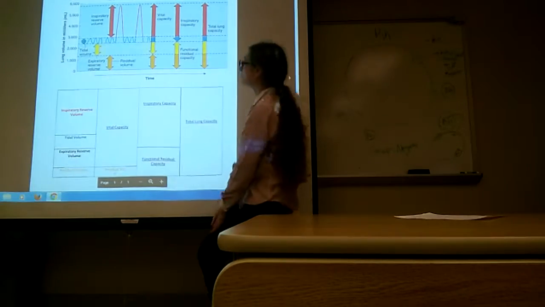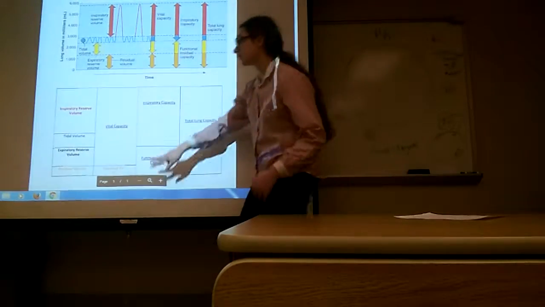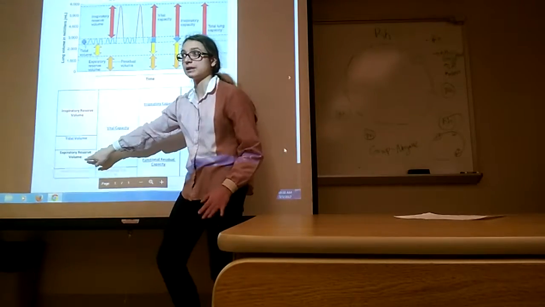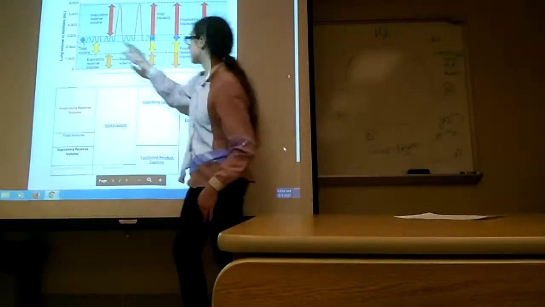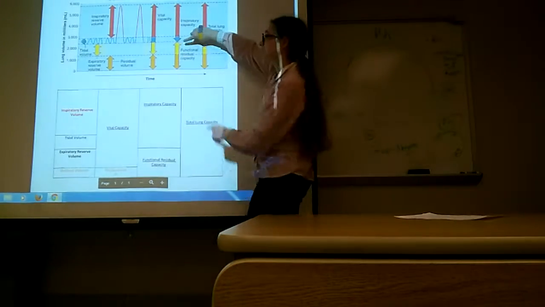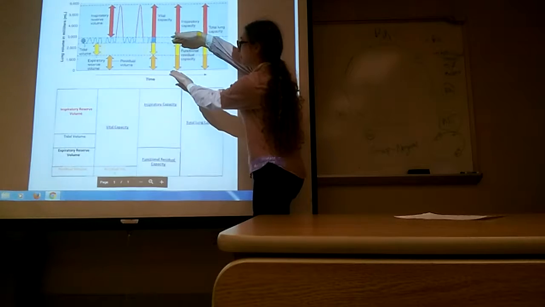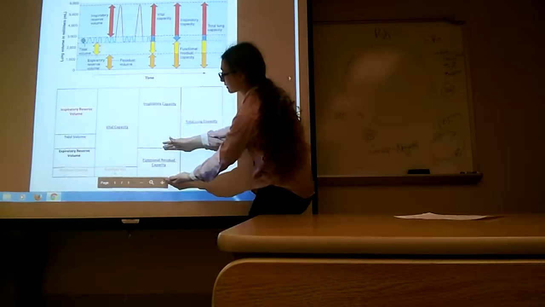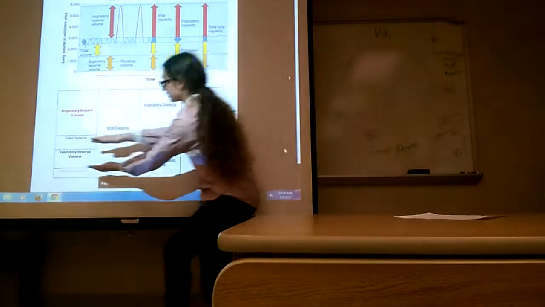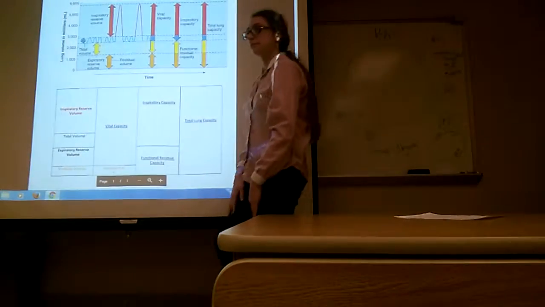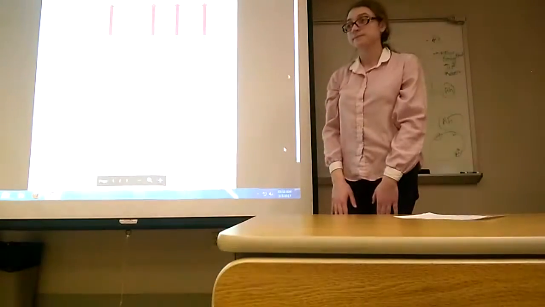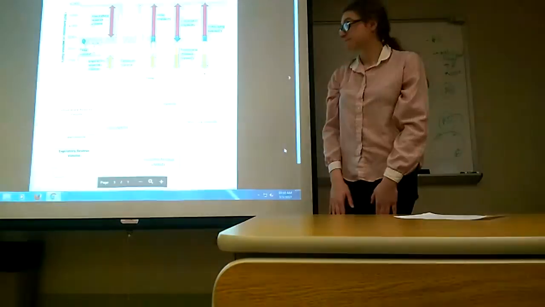When you look at these arrows, see two boxes, this is supposed to be yellow. I just didn't use yellow. So functional residual capacity, you have the top of the arrow and the bottom of the arrow, that makes up the functional residual capacity. It's just these two. So expiratory reserve volume and residual volume make functional residual capacity.